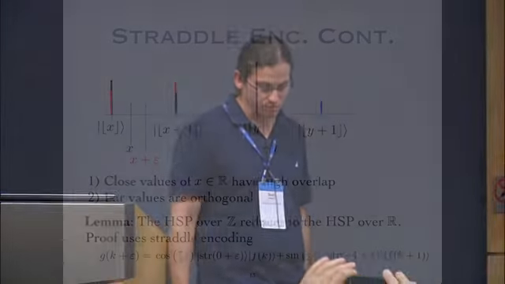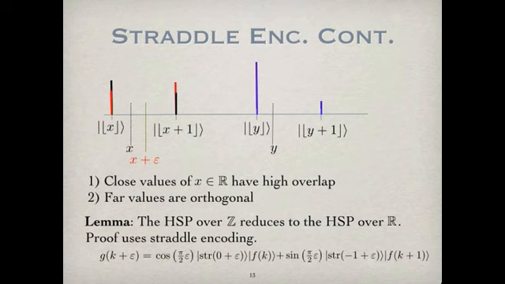Okay, and as a lemma, we can show that the hidden subgroup problem over the integers, or basically, all the known cases reduced to the hidden subgroup problem over the reals, or a high number of copies of the reals, and we can use the straddle encoding to do that. So we can take the integer valued one and make it continuous, and so our algorithm subsumes the previous ones. Okay, so that's the continuous hidden subgroup problem.